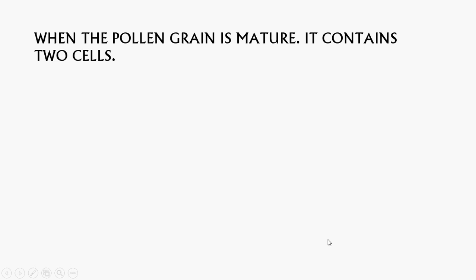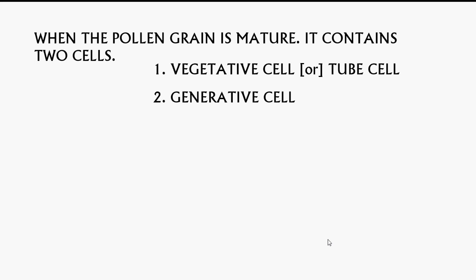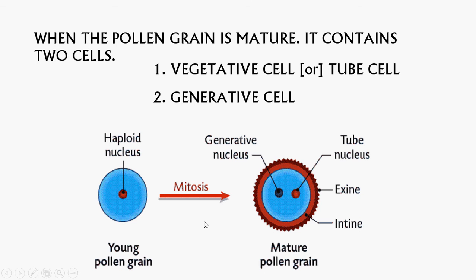When the pollen grain is mature, it contains two cells. Already we have given this in the previous slides. The pollen grain at the beginning has only one cell or nucleus, and during liberation it becomes two to three celled. So when the pollen grain is mature, it contains two cells. They are the vegetative cell or tube cell and the generative cell. See in this diagram. We explained the same picture in the previous slide also.